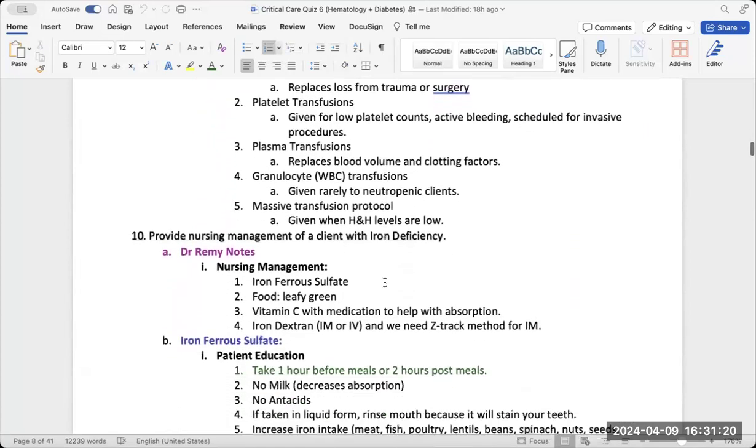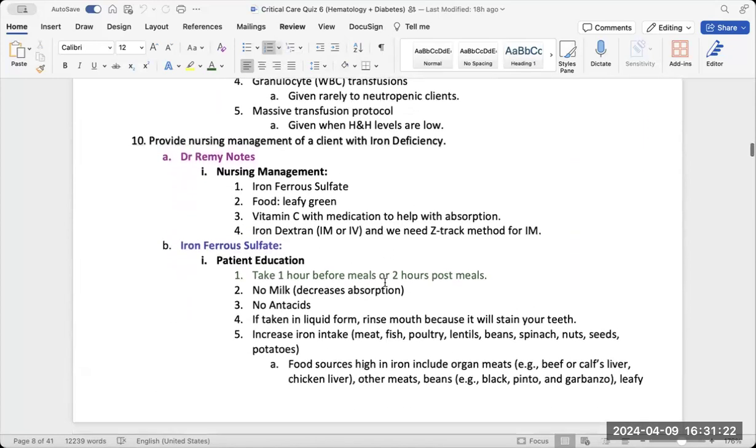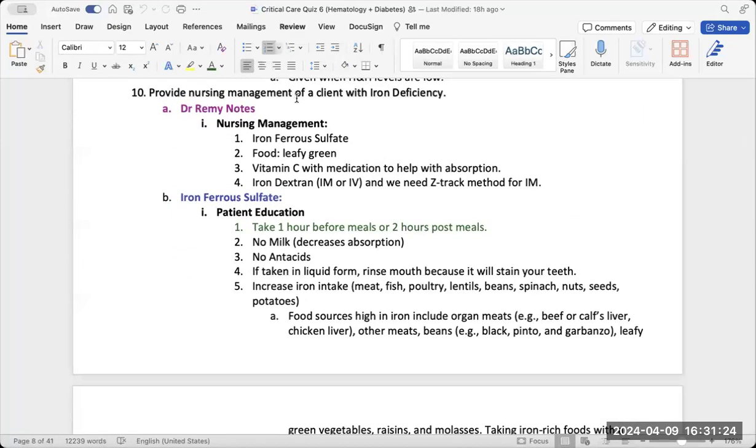But okay. So the next thing is to provide nursing management of a client with iron deficiency. So, what is a medication that we can give to someone who has iron deficiency?